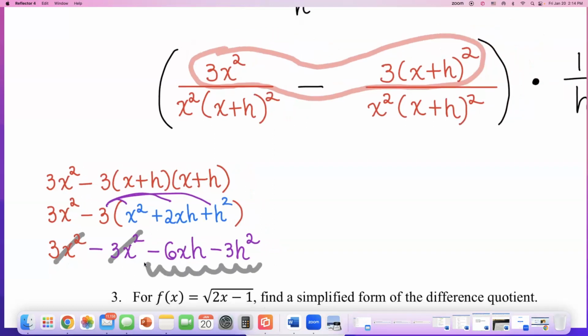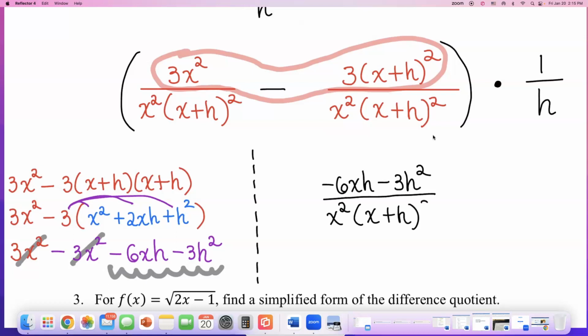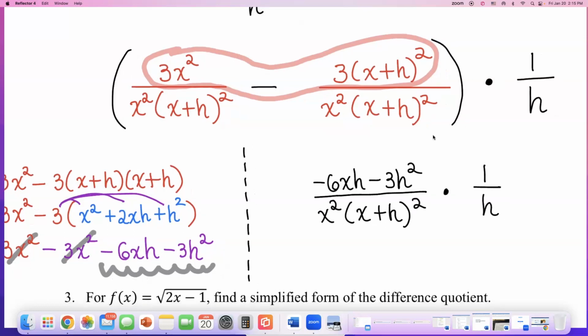So the only thing left is this. This is the only thing left on top of the fraction. So let me write that down over here. I'll just draw a dotted line. So this is my simplified fraction. I have negative 6xh minus 3h squared over, you know, when you subtract fractions, you keep the denominators the same. You don't subtract denominators, so you just copy down the denominator exactly the same. X squared, x plus h squared, times 1 over h.